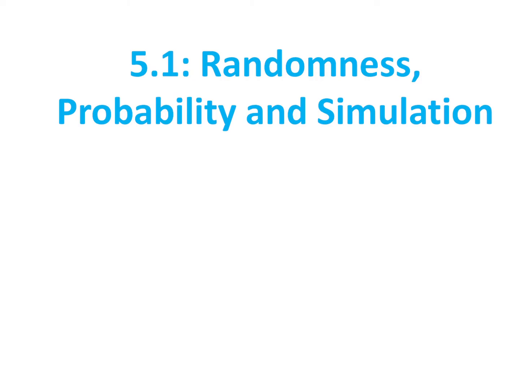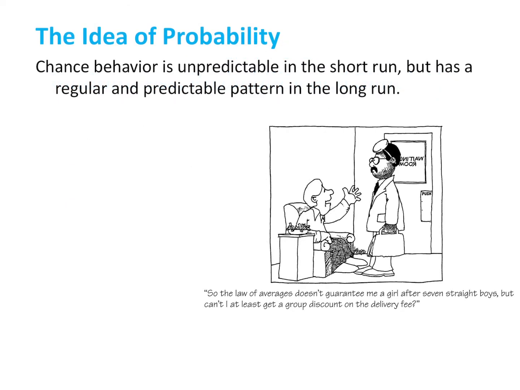All right, today we're going to begin Chapter 5, looking at Section 5.1, which is going to deal with randomness, probability, and simulation. We're going to deal a lot with simulation this time, get to them a little bit later in the chapter. But we'll start with just the general idea of probability.